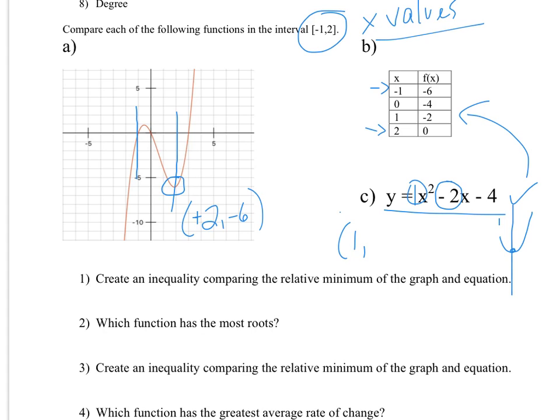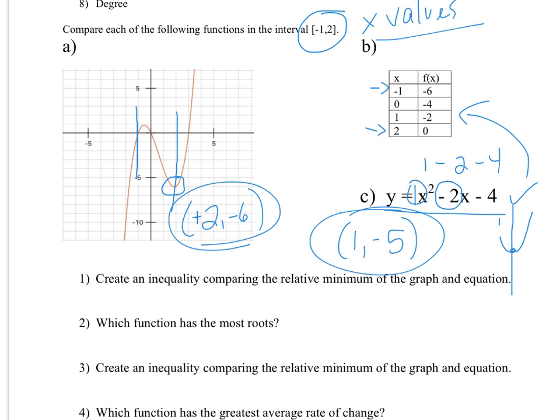Plug it in, find the y-coordinate. 1 squared minus 2 minus 4. So that would be, I can do this, negative 5. I thought I had this done, but apparently I didn't. So negative 1, 5. Or positive 1, 5. Wow, I'm awesome. So these are the two.